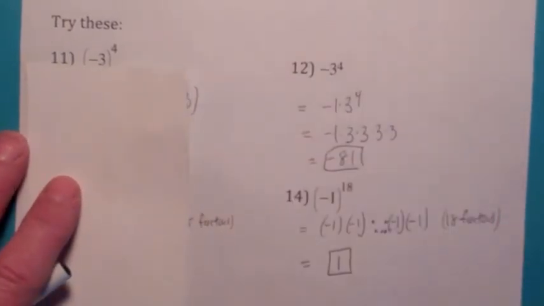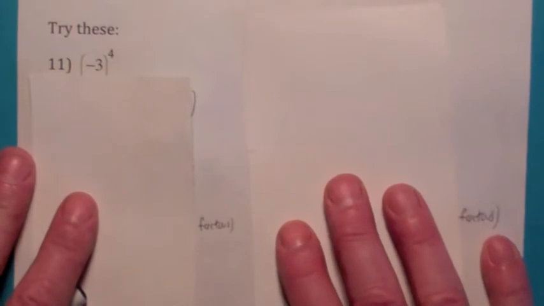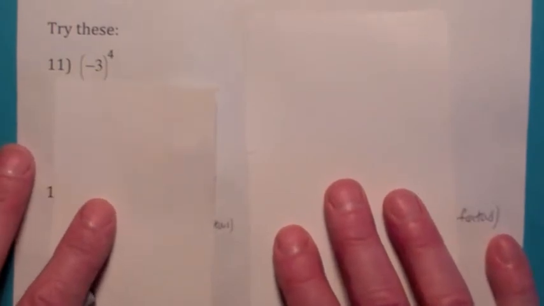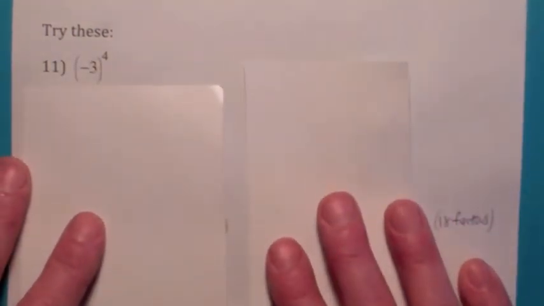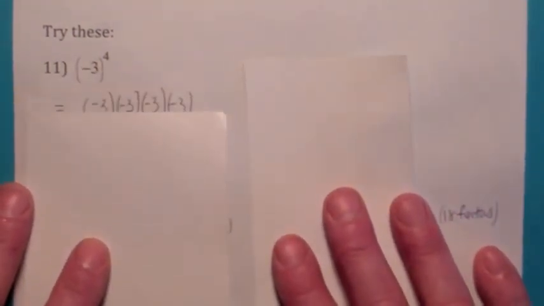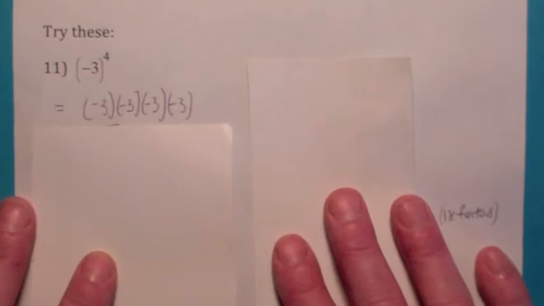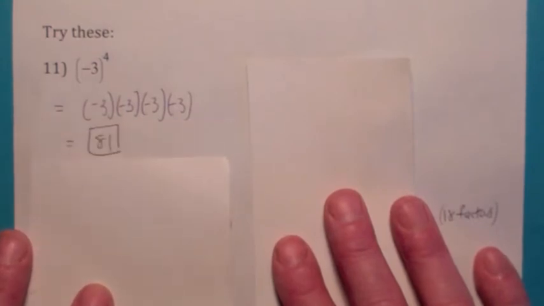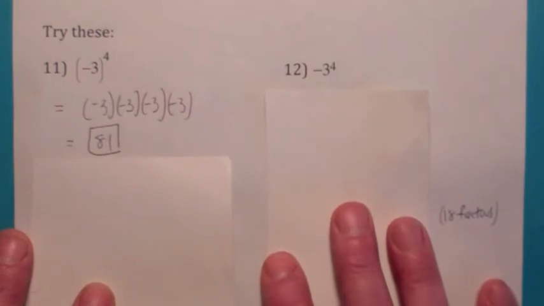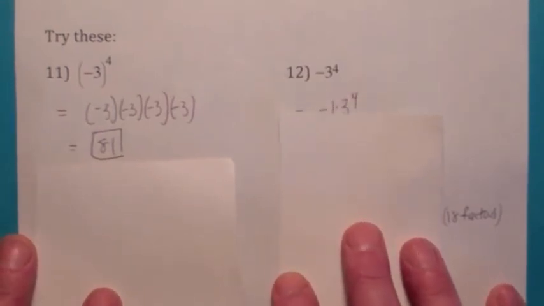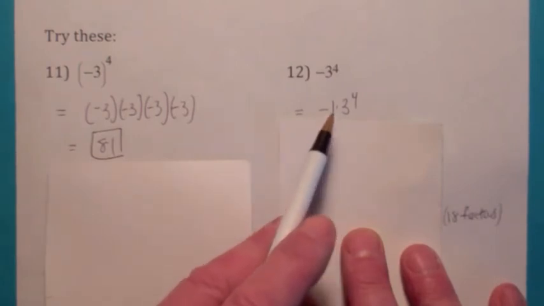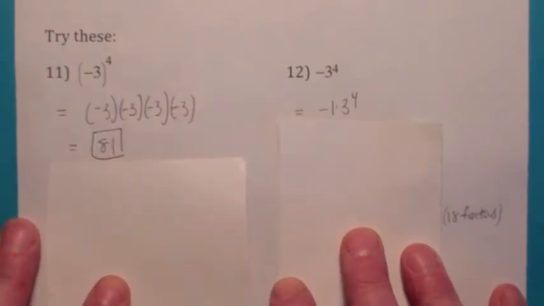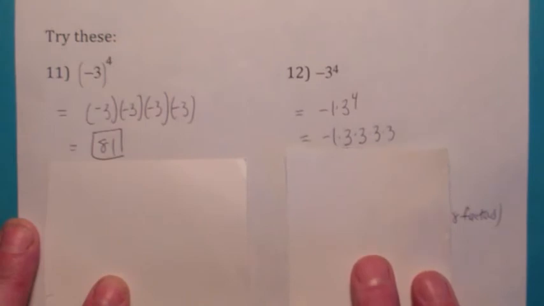Okay, here we go. Now, the key, again, is understanding what the base is. What is the base in each of these cases? Here, since there's parentheses, notice the negative is part of the base. So you get negative 3 times negative 3 times negative 3 times negative 3, which is positive 81. Here, you don't see parentheses. So remember, this means negative 1 times 3 to the 4th. If you write it like this, I think you can see it better. The negative is not part of the base. So this is just negative 1 times 3 times 3 times 3 times 3, which is negative 81.